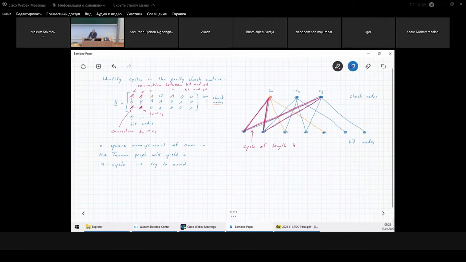Yes? Wait, I didn't understand. Could you speak a bit louder? Ah, okay, yes, of course, it's not the Tanner graph, it's the square arrangement in the parity check matrix, of course, yes. Thank you.